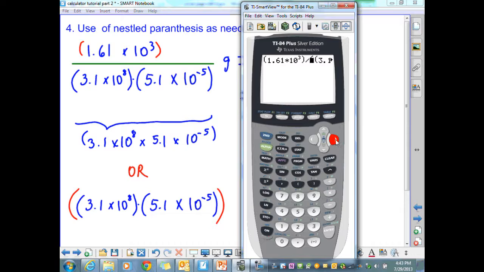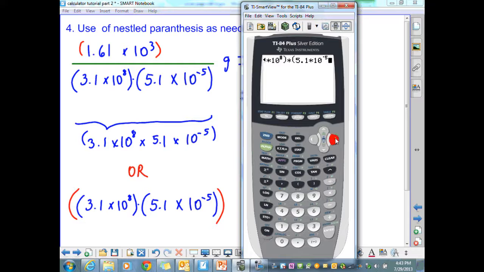enter 10 to the power of negative 5. And at that point, just make sure you are using the negation sign, not the subtraction sign. So let me point that out really quick. So 5.1 times 10 to the power of, again, we don't want the big minus sign here. We want the little negation sign. So to the power of negative 5.